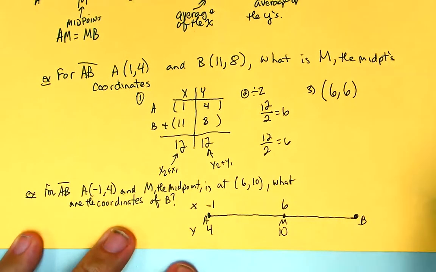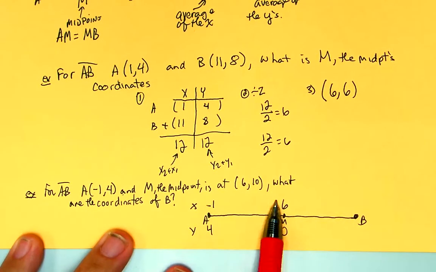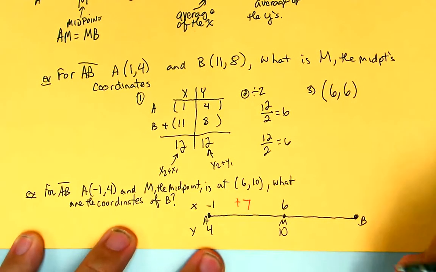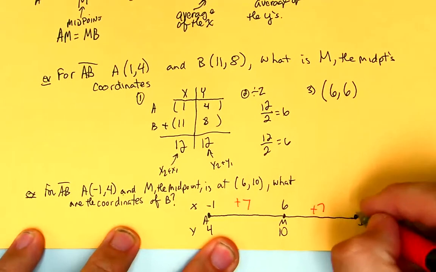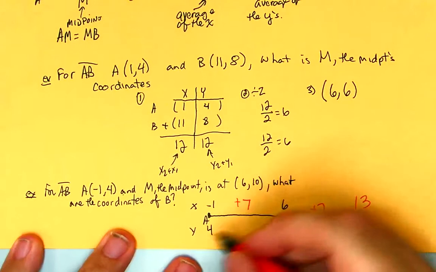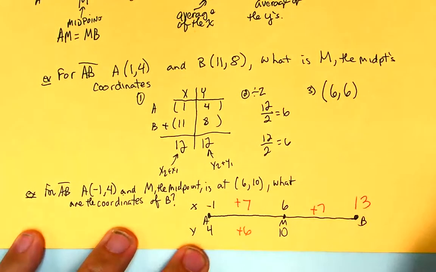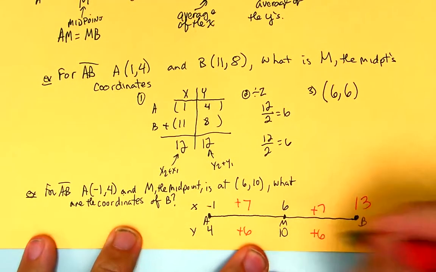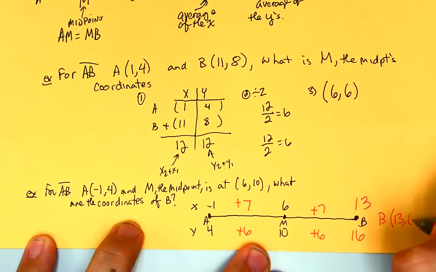And now I have to figure out, alright, if I'm at -1, how many steps do I have to take to get to 6? I have to add 7. I'm going 7 in a positive direction. So if I'm going 7 to get to 6, I'm going to go 7 to get to the next point. So 6 plus 7 is 13. Now if I'm going to go from 4 to 10, I'm going to add 6. And I'm going to have to do the same thing to 10, add 6, and get to 16. So B has the coordinates 13, 16.